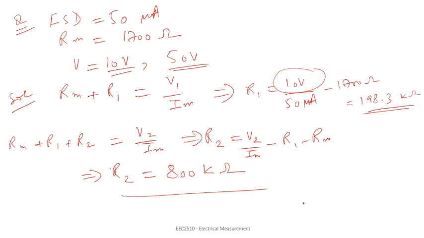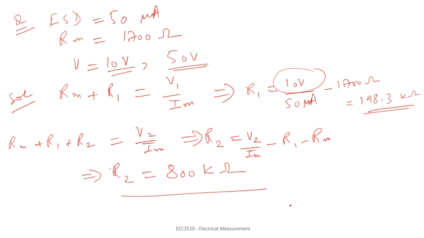Similarly, if the range has to be increased to some other value, then you can also calculate the value of the multiplier resistance for the same. So this is about the DC voltmeters. PMMC type instruments can be used as ammeter as well as voltmeter for measuring DC quantities, and the range can also be increased.